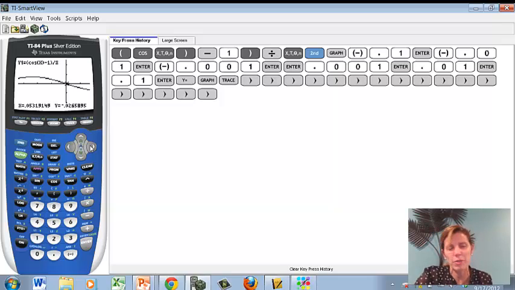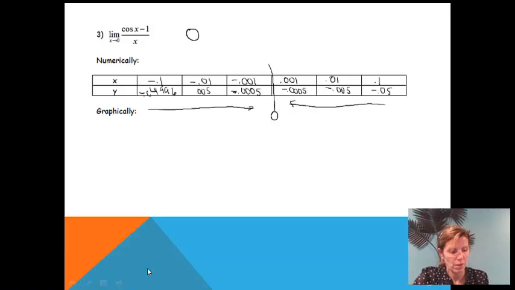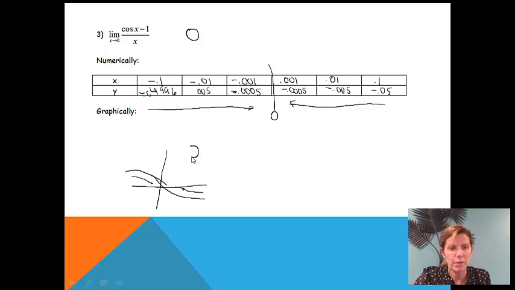And again, graphically, it was really hard to tell that it was 0 because it doesn't zoom in quite enough for us. So if we draw a picture of that on our notes, we should have a picture that looks something, whoops, like this. And so as I'm approaching from this side, and as I'm approaching from this side, I am approaching that same y value of 0. So again, my limit would be 0. So now you should be able to find the limits of a function both numerically and graphically.